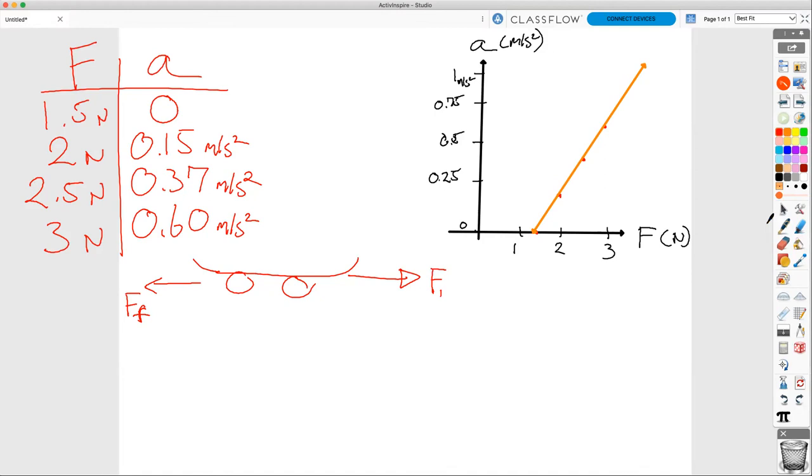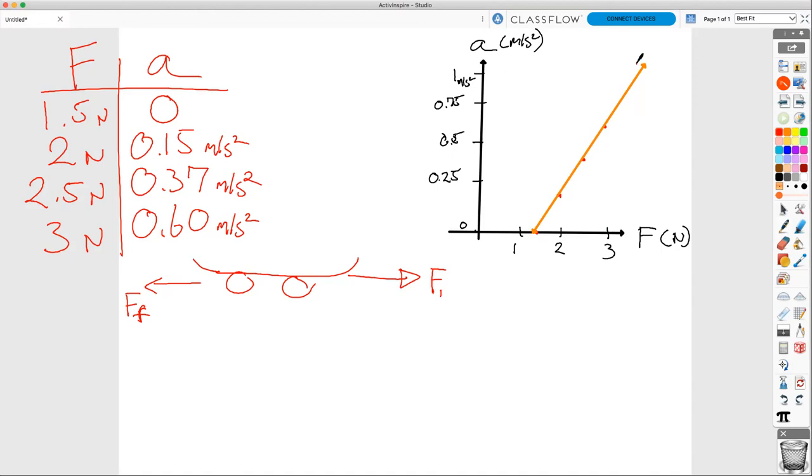And according to the graph, how is the acceleration of the skateboard related to pulling force? So the acceleration seems to go up at a constant amount for every constant amount of force that we apply. So this is called a linear scale. The more force applied, the more acceleration goes up, and we can predict that.